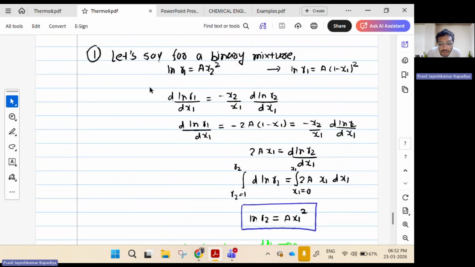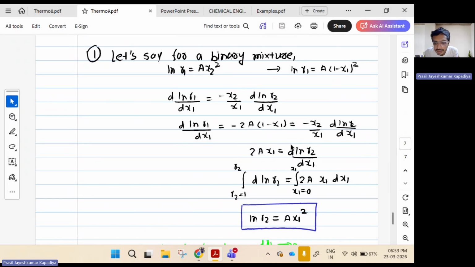d ln gamma 2 by dx1. This was the original expression we had. Okay, so what is d ln gamma 1 by dx1? If I differentiate this, a is constant, so for (1 minus x1) squared it is 2 (1 minus x1), and the derivative of minus x1 is minus 1. So we have minus 2a (1 minus x1) is equal to minus x2 by x1 d ln gamma 2 by dx1. So I am left with (1 minus x1) is nothing but x2. So this x2 cancels out, minus 1 cancels out. So I am only left with 2a x1 is equal to d ln gamma 2 by dx1.